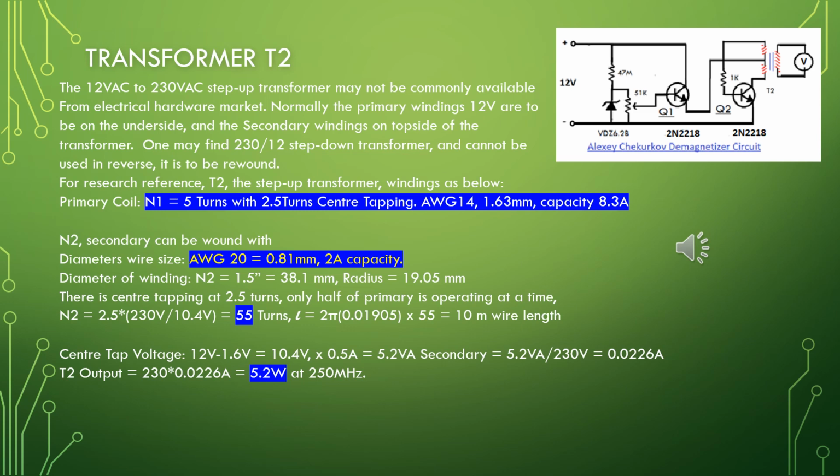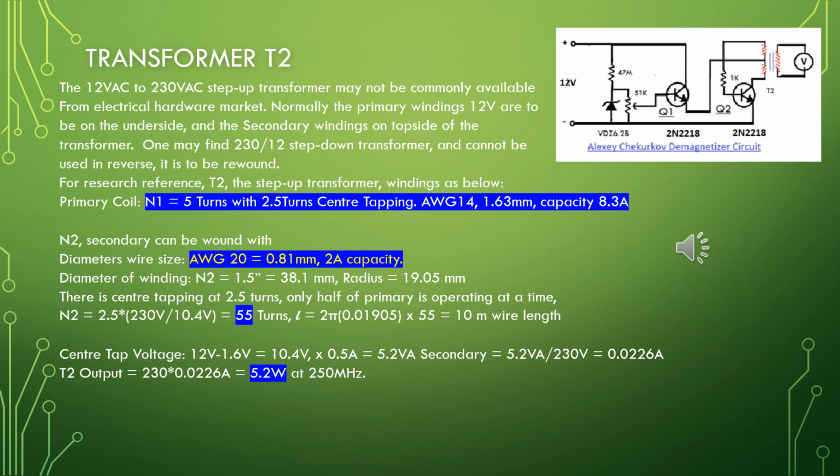There is center tapping at 2.5 turns. Only half of the primary is operating at a time. N equal to 2.5 times 230 divided by 10.4 equal to 55 turns. Length equal to 2 pi times 0.01905 times 10 times 55 equal to 10 meters wire length. Center tap voltage 12 volt minus 1.6 volt equal to 10.4 volt times 0.5 ampere equal to 5.2 VA.